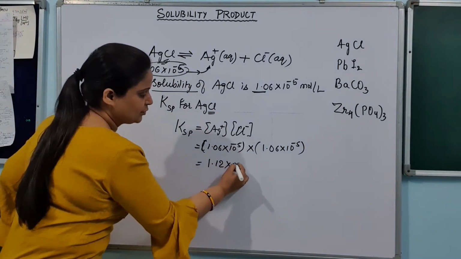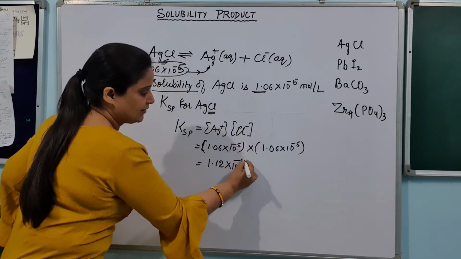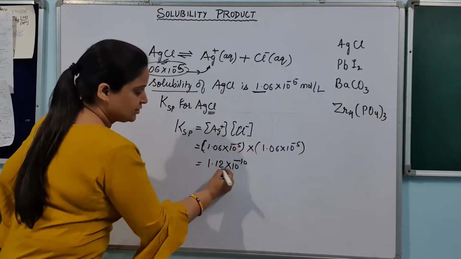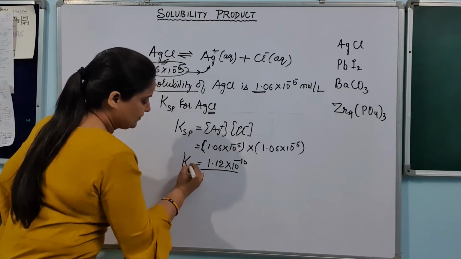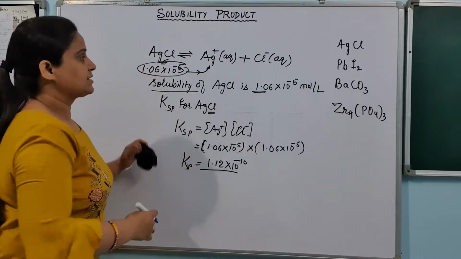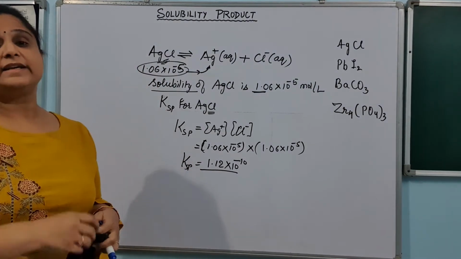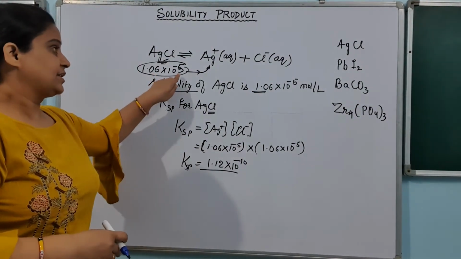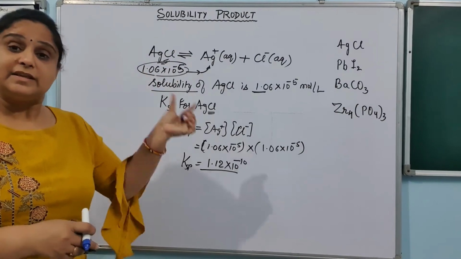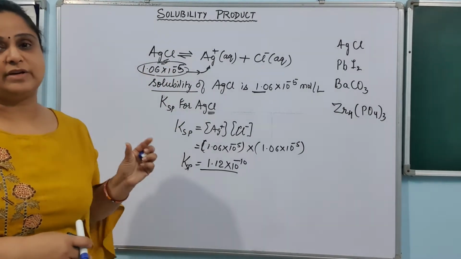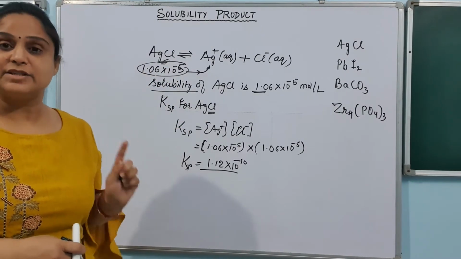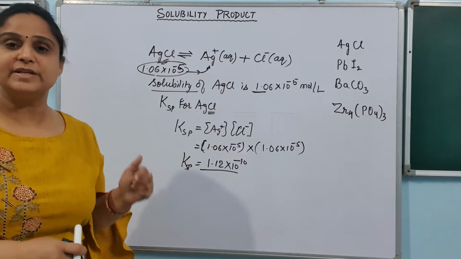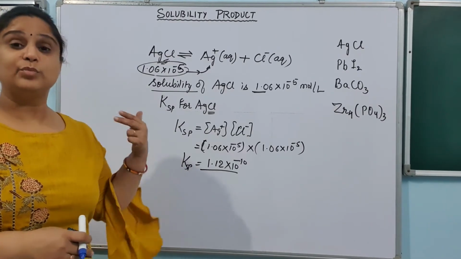1.12 into 10 raised to power minus 10. Powers will be added. ठीक है, so this is the KSP value for the silver chloride जिसके लिए molar concentration is 1.06 into 10 raised to power minus 5. मतलब इतना amount of the silver chloride is dissolved in the water only. And this is a saturated solution. Saturated solution means you cannot dissolve more than this.